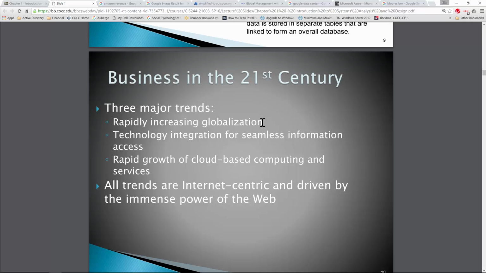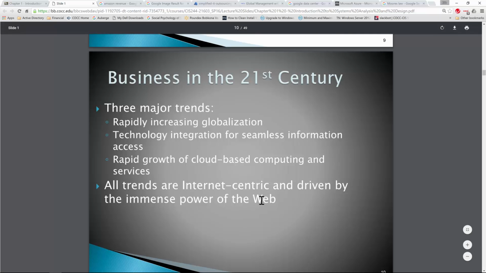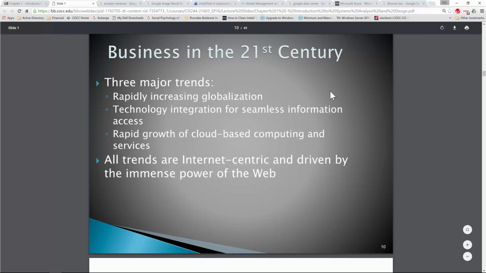We might still need a server, but we might build it out at Microsoft's Azure data center so that it's available via the cloud, so that it's available everywhere, not just inside our network. And who knows what we might store on that. It can be a web-based application. It could be our business. It could be software as a service, software we've designed that our customers are consuming. All trends are internet-centric, driven by immense power of the web. Yeah, it's the internet that's changed all this.